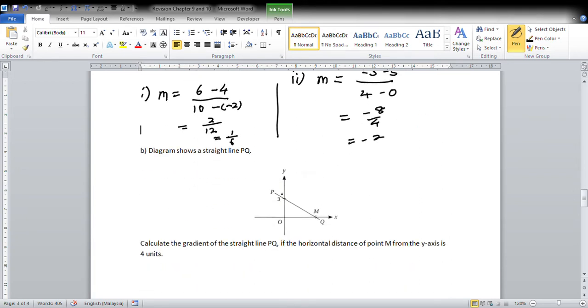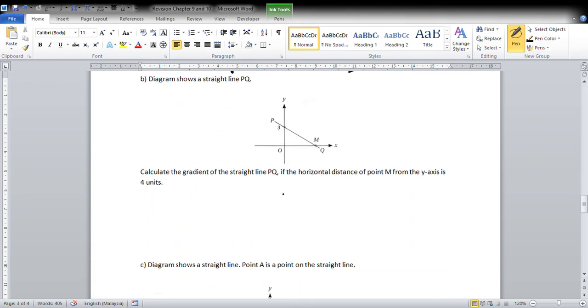Okay, next, question B. Diagram shows a straight line PQ. Calculate the gradient of the line PQ if the horizontal distance of M from the y-axis is 4. Okay, that means the distance between M and the y-axis is 4. That means here is 4, yeah? So it's (4, 0), point M. Okay, you can name the coordinate.